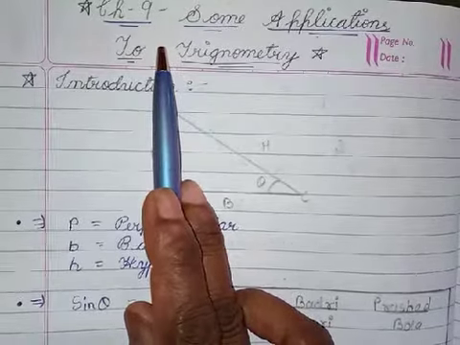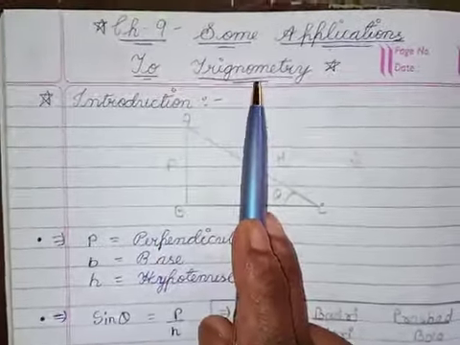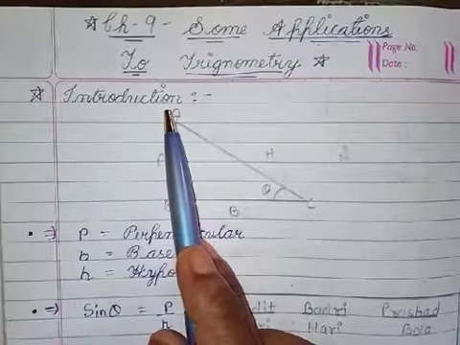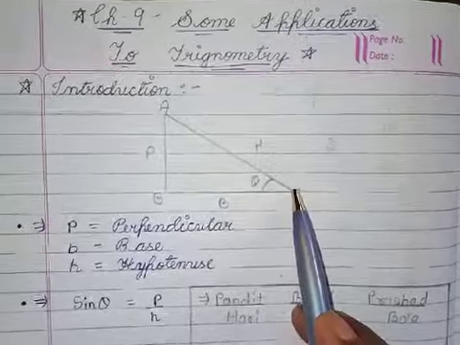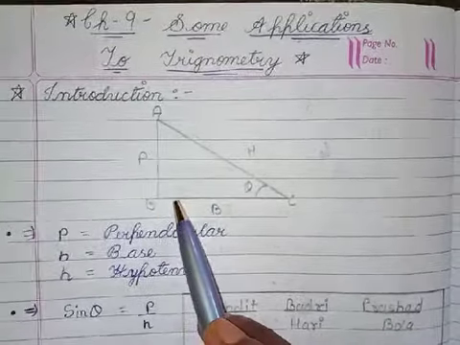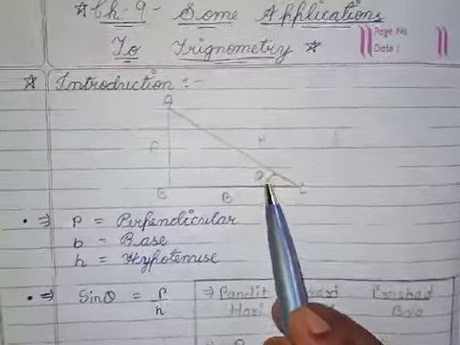Let's start with the ninth chapter, some applications of trigonometry. So today we'll do the introduction. Let ABC be the triangle where B is a right angle and C is the acute angle. Suppose theta is the angle.